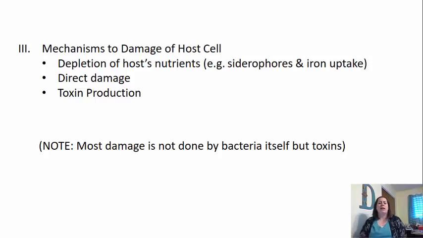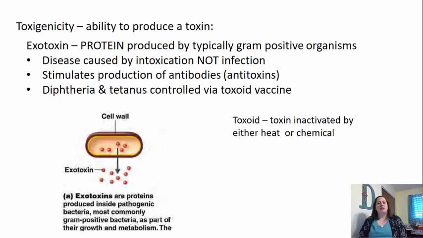There are also ways that they can damage the host cell. One way is depletion of the host nutrients. There's also direct damage and toxin production. A quick note here is that most damage is not done by the bacteria itself. It's actually done by the toxins that are potentially released by them. So let's look at toxigenicity. This is the ability to produce toxin.